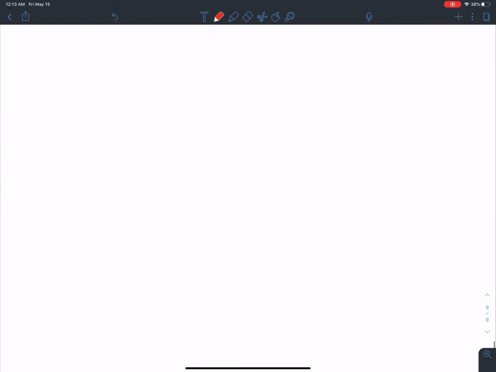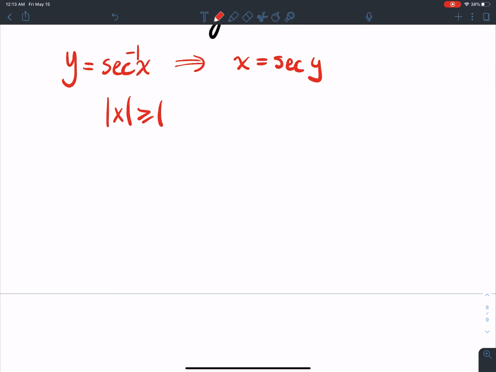Now, x is going to be greater than or equal to 1, and y is going to be greater than or equal to 0 and less than or equal to pi, but we do not have y equal to pi over 2. That way we're not dividing by 0. Okay?